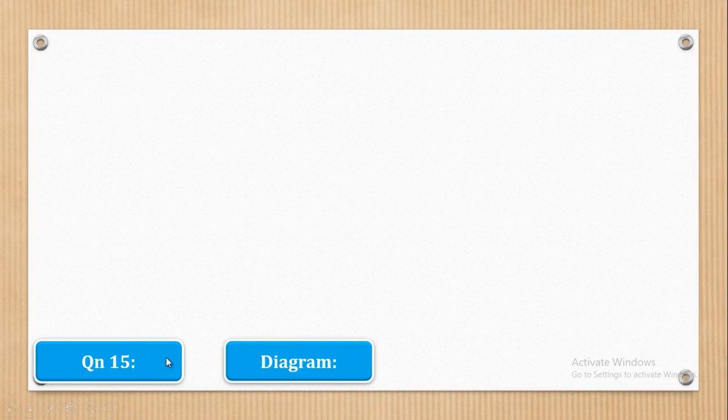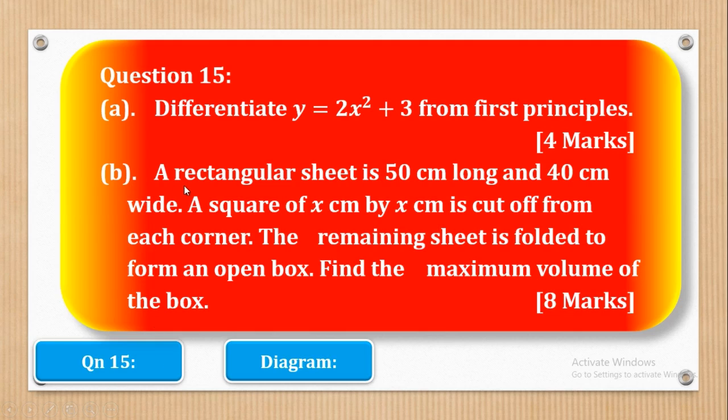So now we shall go to part B. Part B says, a rectangular sheet is 50 centimeters long and 40 centimeters wide. A square of x centimeters by x centimeters is cut off from each corner. The remaining sheet is folded to form an open box. Find the maximum volume of the box, and they give it 8 marks.